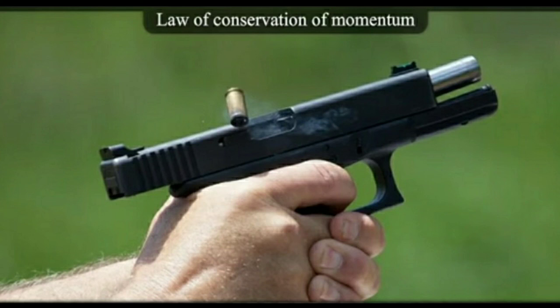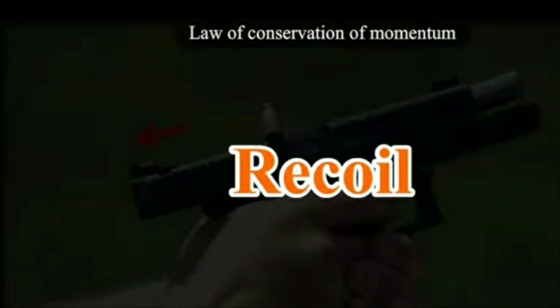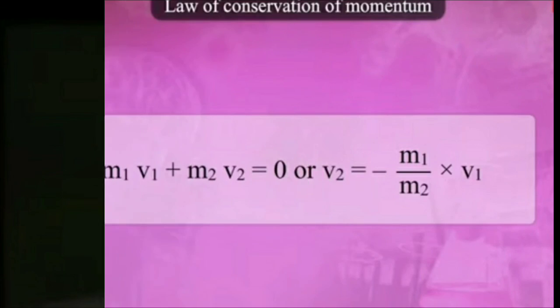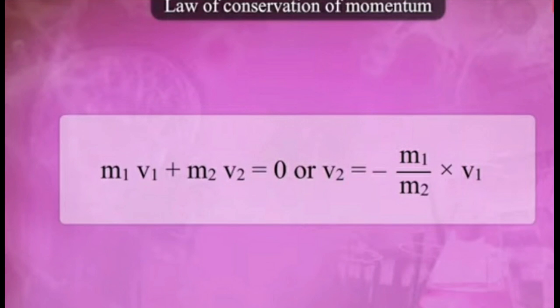Thus, the forward moving bullet causes the gun to move backward after firing. This backward motion of the gun is called its recoil. Okay, so the velocity of recoil, that is v2, is such that m1 v1 plus m2 v2 is 0, or we can also write it as v2 is equal to minus m1 upon m2 into v1.